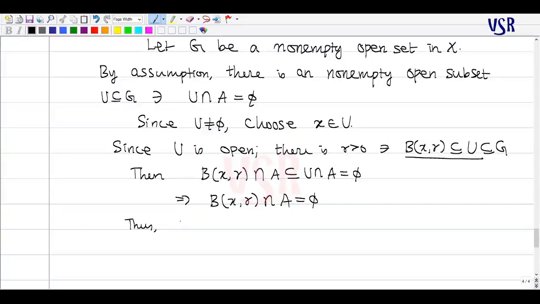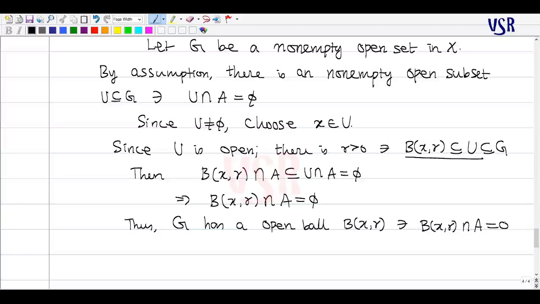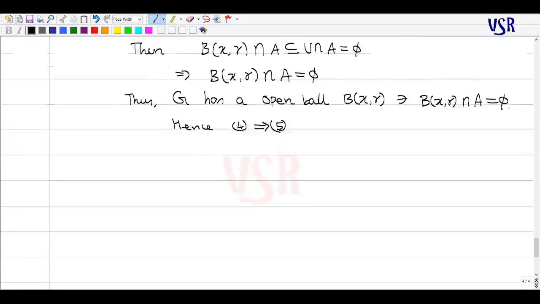என்னது அப்படினா G has an open ball, B of X comma R, அப்படினு ஒருத்தருக்கான் such that B of X comma R intersection with capital A, which is equal to empty. அவ்வளவுதான். Okay, so this implies that, hence 4 implies 5. Okay, now we need to show that 5 implies 1.